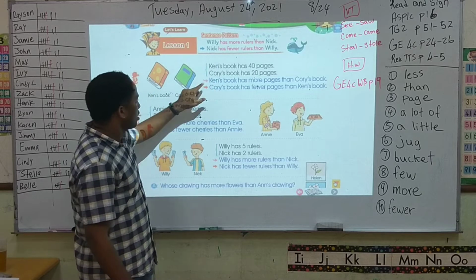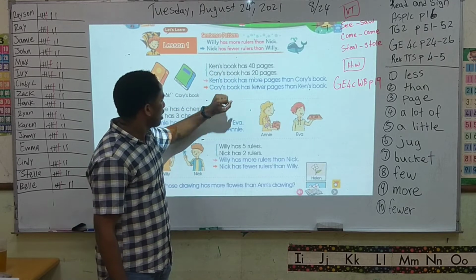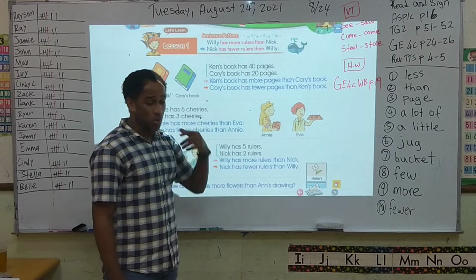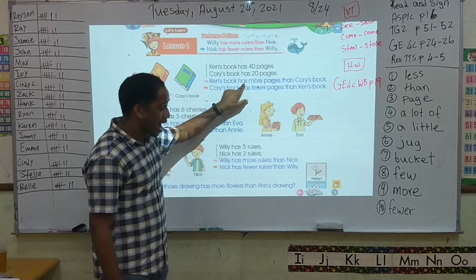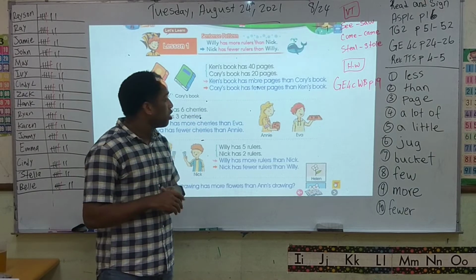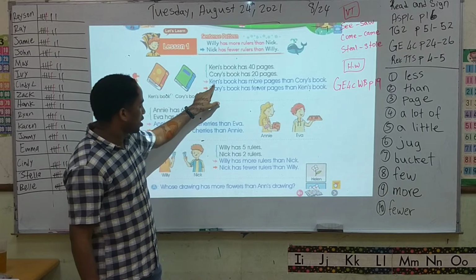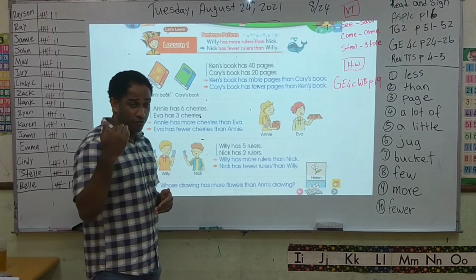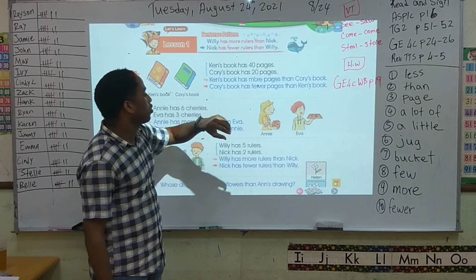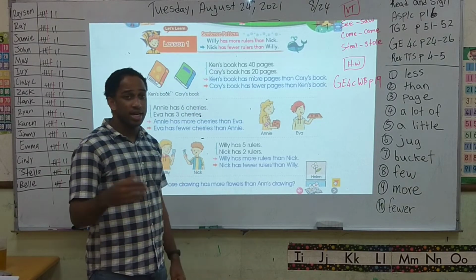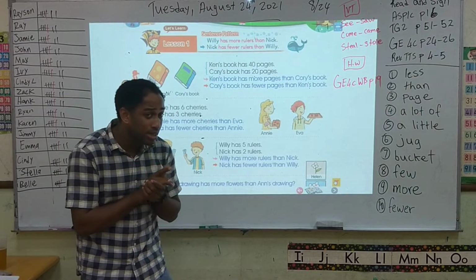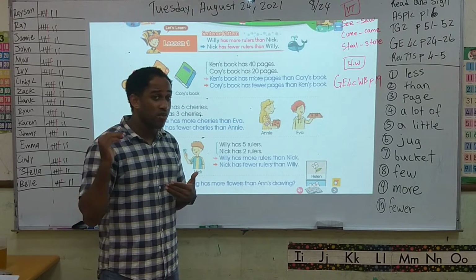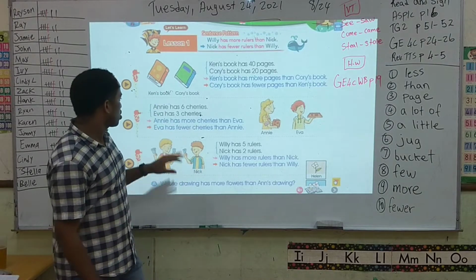Okay, so let's go to number one. Ken's book has 40 pages. Corey's book has 20 pages. So whose book has more pages? Ken's book has more pages than Corey's book. Fewer means lower, so Corey's book has fewer pages than Ken's book. Remember, for countable nouns, for greater in amount, we use more. For smaller in amount, we use fewer. Okay, good.